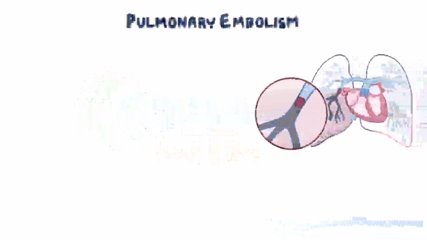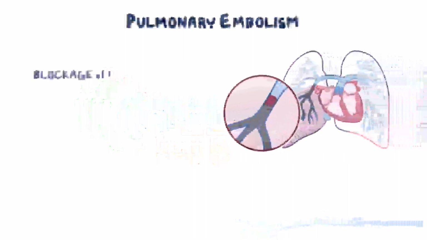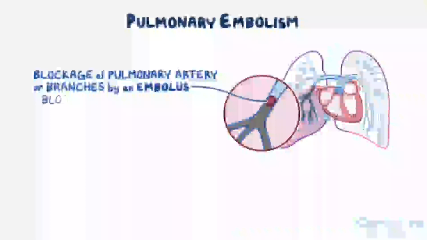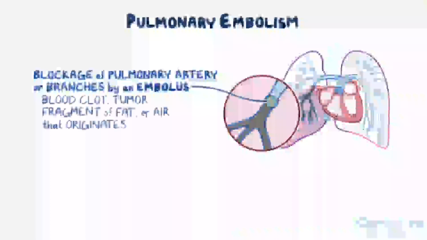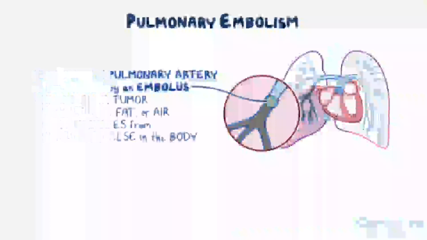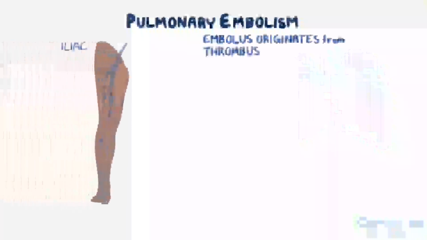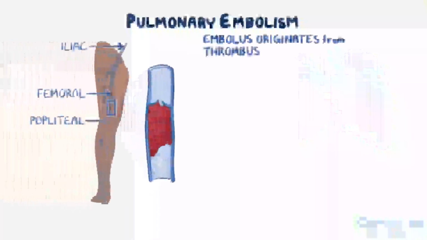Pulmonary embolism, or PE, is a blockage of the pulmonary artery or one of its branches by an embolus, which is a traveling blood clot, tumor, fragment of fat, or air that originates from somewhere else in the body. In most cases, the embolus originates from a thrombus in the iliac, femoral, or popliteal veins that broke loose.